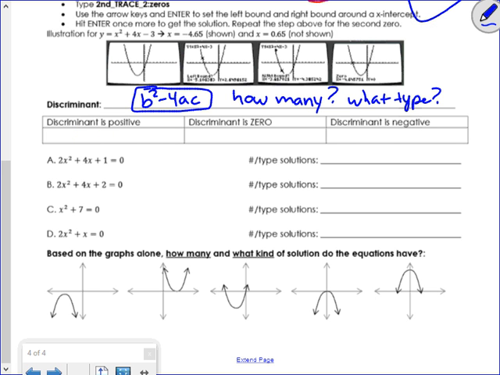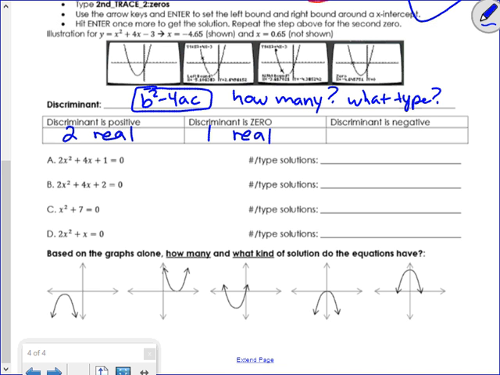I put these in different orders last year. Sorry, this one's 2 real, this is 1 real. In the past years, I've done 0, positive, negative, and I forgot that I changed it. That's my fault. I should not change things. Okay, so sorry, if the discriminant is positive, you're going to have 2 real solutions. If the discriminant is 0, you will have 1 real.